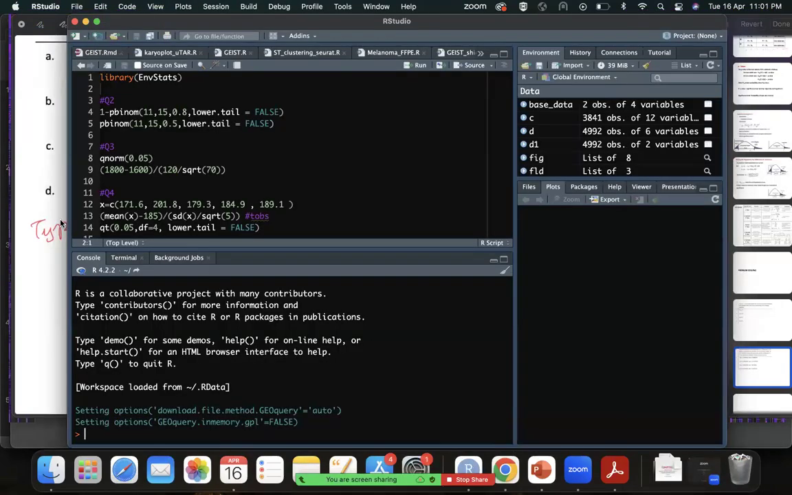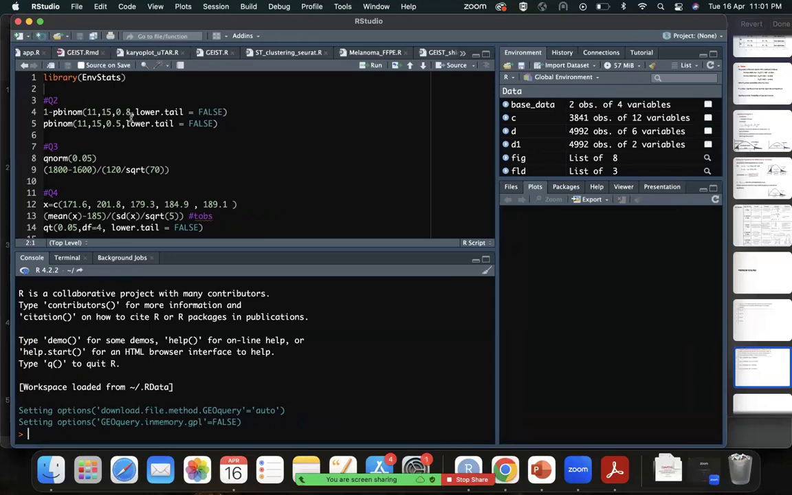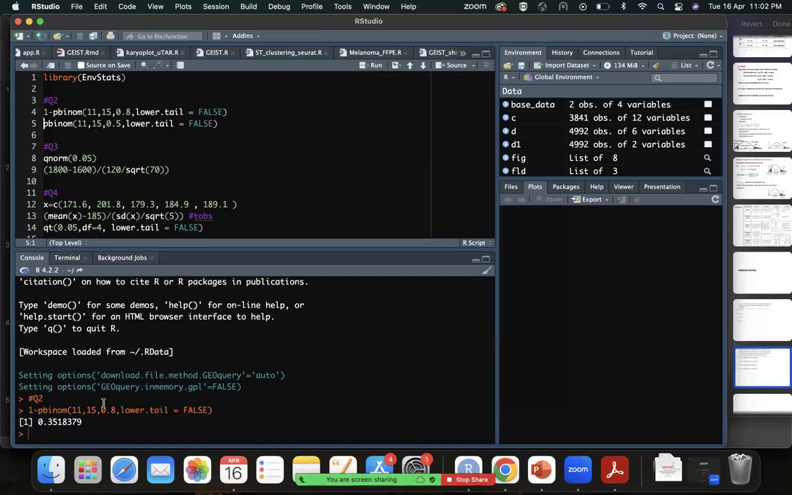Can you see my R window? So you can do it by 1 minus pbinom. 11 is your expected number of successes, since we want greater than 11, so you write 11. The total number of trials is 15, the probability 0.8, and lower.tail equal to FALSE, because you have a greater than sign. If you remember, we had T greater than 11. So because you have a greater than sign, you write lower.tail equal to FALSE. If you run this, you get 0.3581.